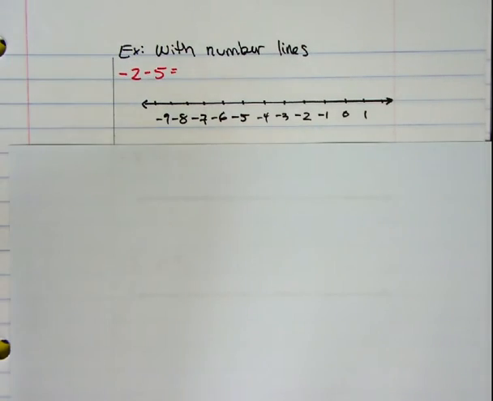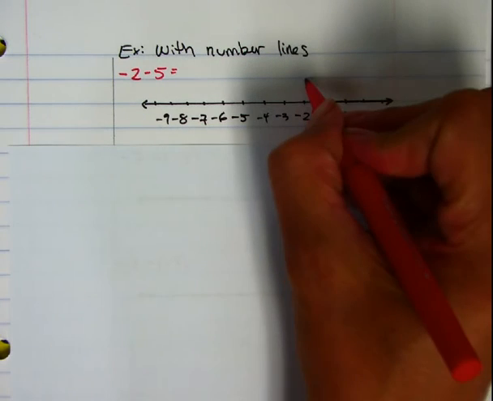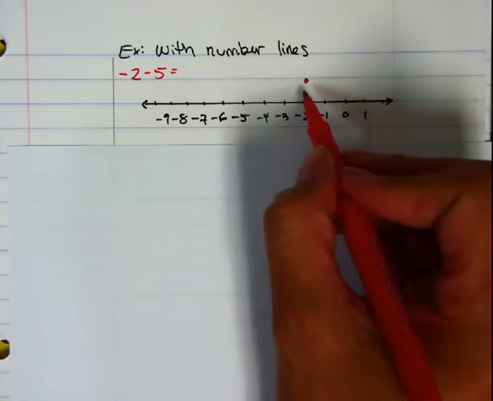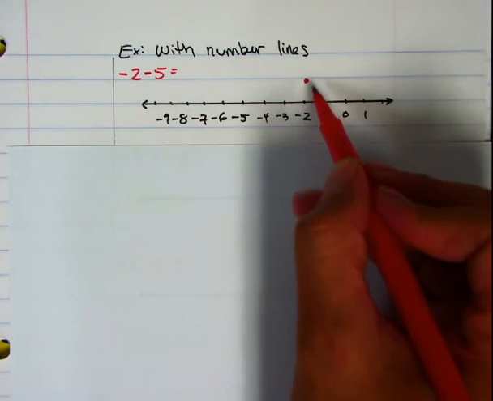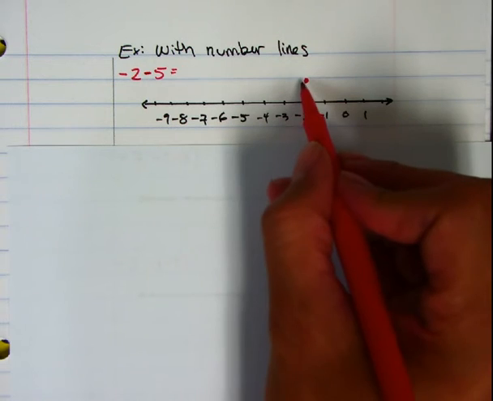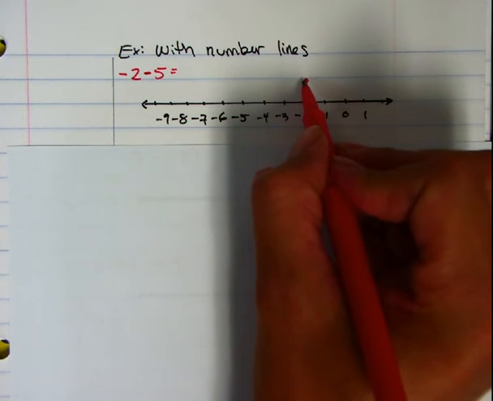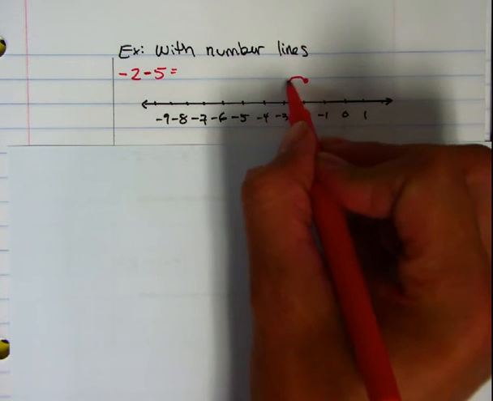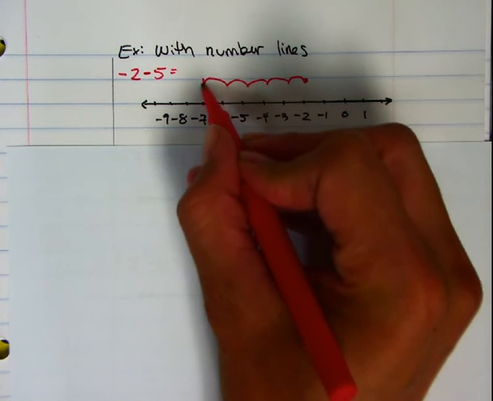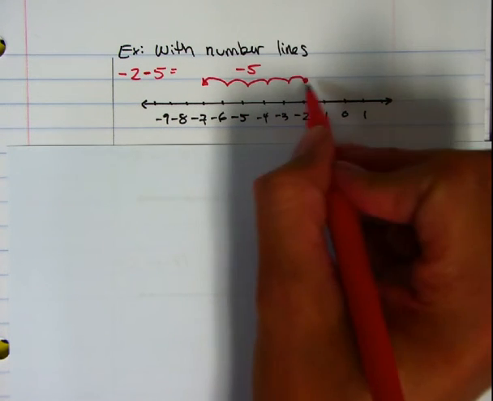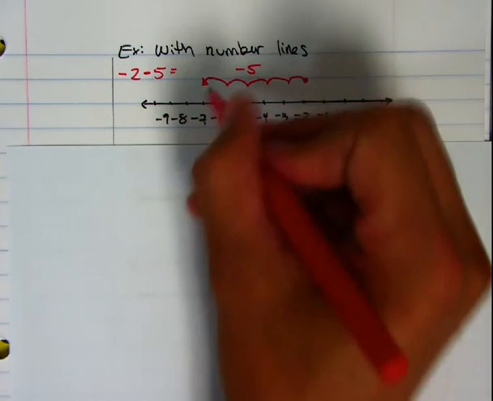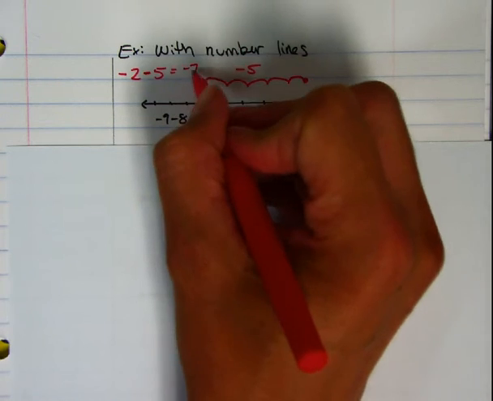So if I start at negative 2, that means I start right here, okay, negative 2, and then minus, so it means, hey, go to the left. So we're subtracting, we're moving to the left. We're going to do 5. 1, 2, 3, 4, and 5 if I move there. So I started at negative 2 and I went 5, I end up at negative 7.